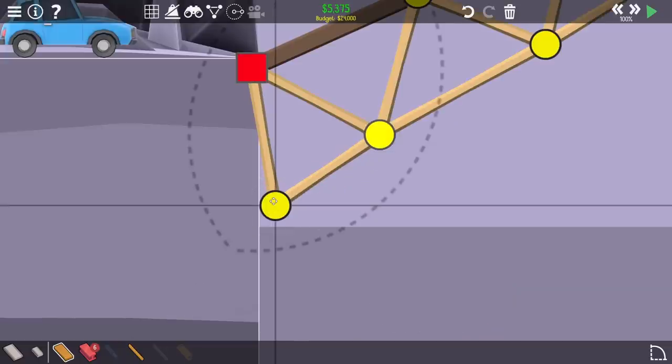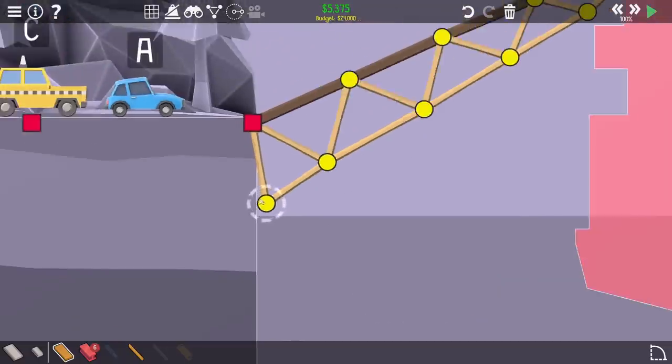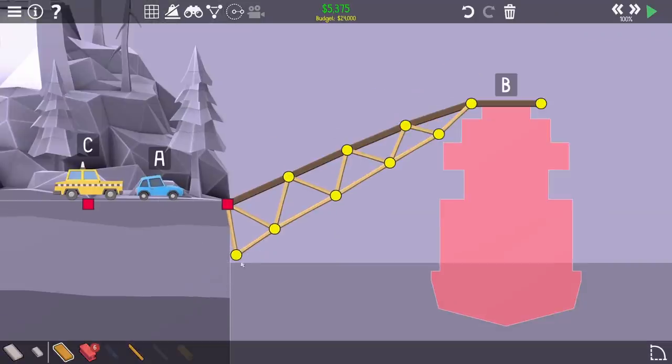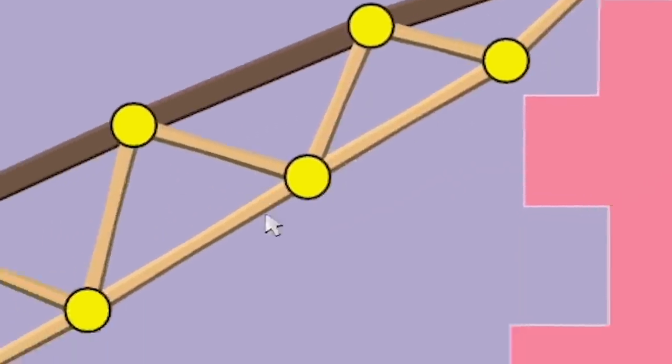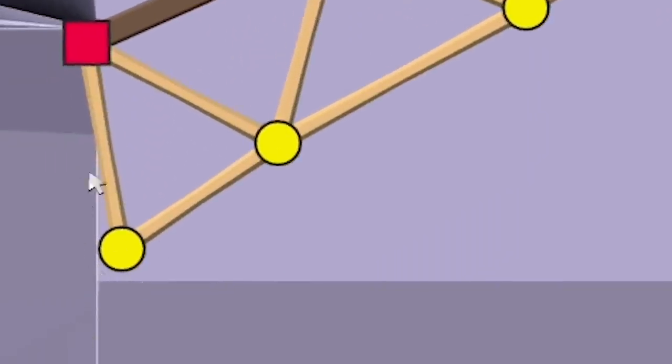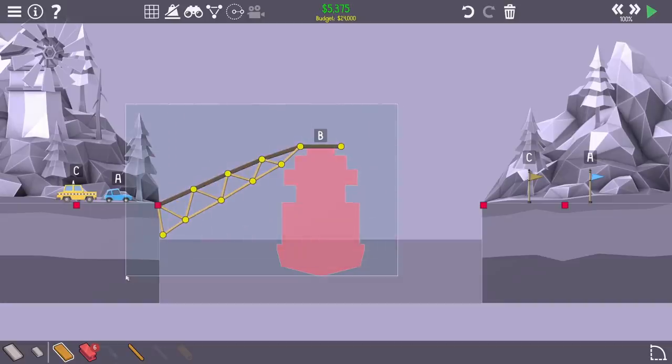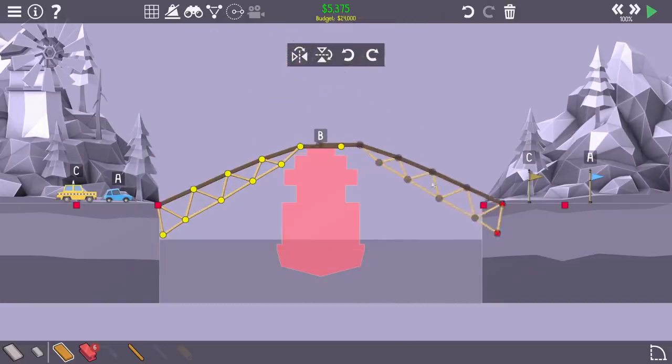So what I've done here, I've put this right against the wall. I can't move that any closer. And what that does, that essentially makes like an anchor point. So when this is all connected, all the weight of the bridge on here will come along this piece of wood and it'll press against that side, which hopefully should be strong. Let's mirror this and we'll see if that works.